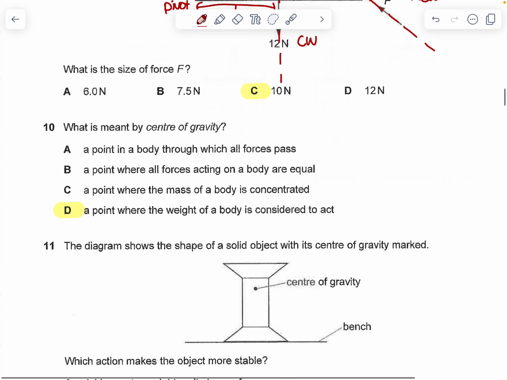Next, question 10. What is center of gravity? The definition is not where the mass is. In fact, it's the point where the entire weight of a body seems to act.